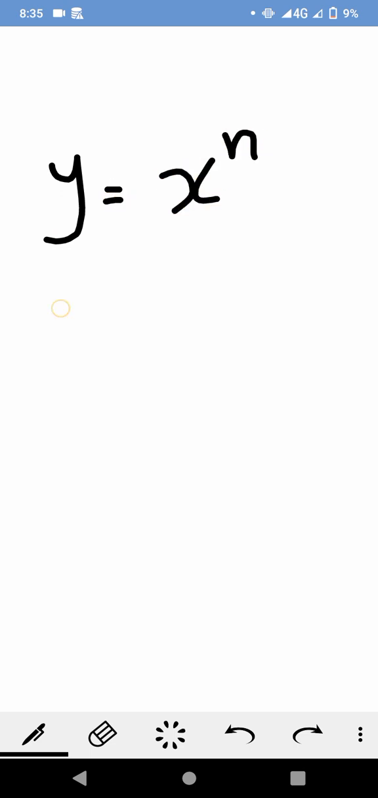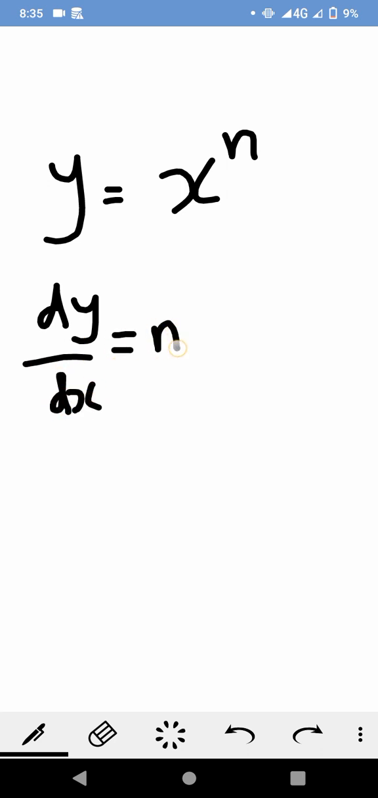So today, let's learn how to differentiate using the power rule. The power rule states that if y is equal to x raised to power n, then dy over dx using the power rule will be equal to: bring down the power n, reduce the power n by 1. So this is the expression for the power rule, especially for polynomials without denominators.